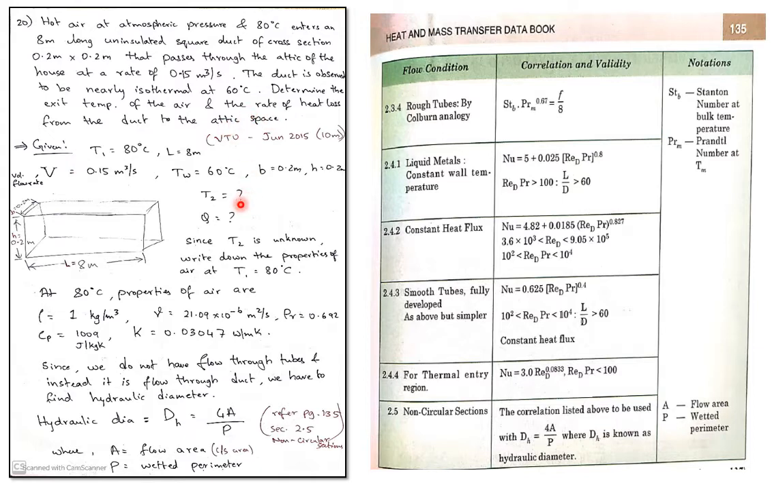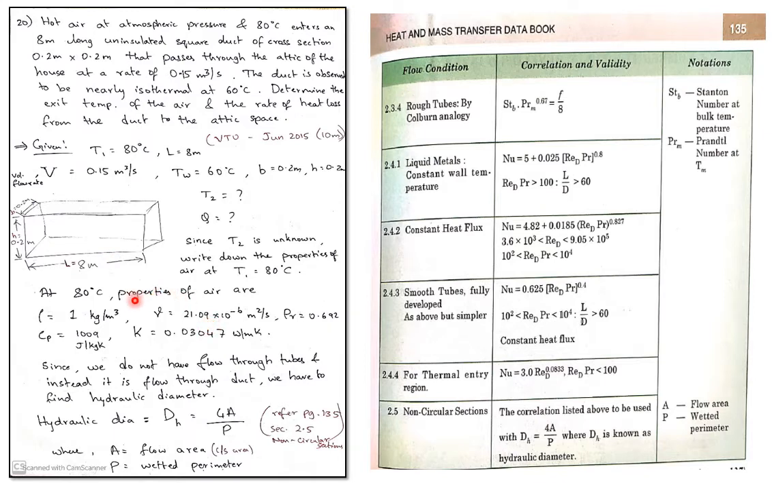Now, T2 and Q we need to find. Since T2 is unknown, we can take the fluid properties directly with respect to the inlet temperature of the fluid, air at 80 degrees Celsius. From the data handbook we will get the values. Since we do not know the flow through tubes, we can take it in terms of a duct.